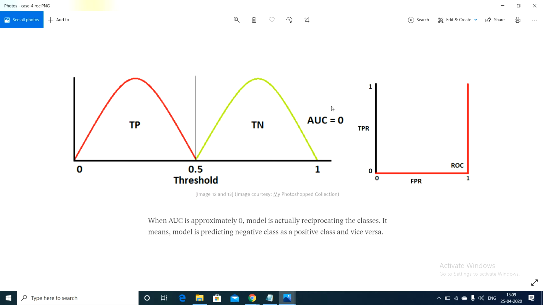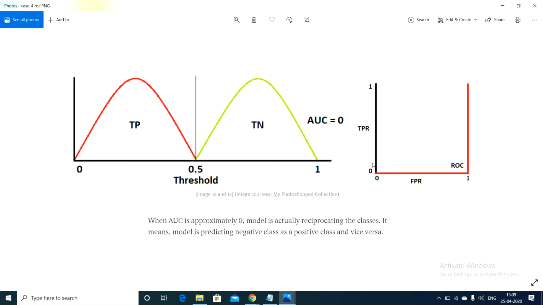When AUC is 0, the ROC curve is a left L. So you can see here ROC is like this. If the ROC curve is like this, then you should understand that the model is predicting falsely: negative class as positive class and positive class as negative class, and AUC is 0.